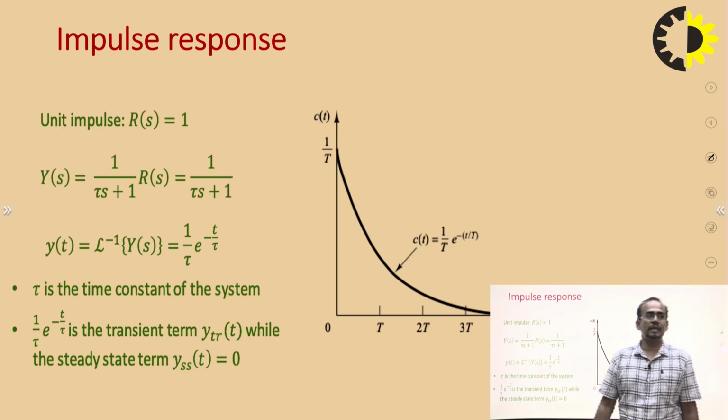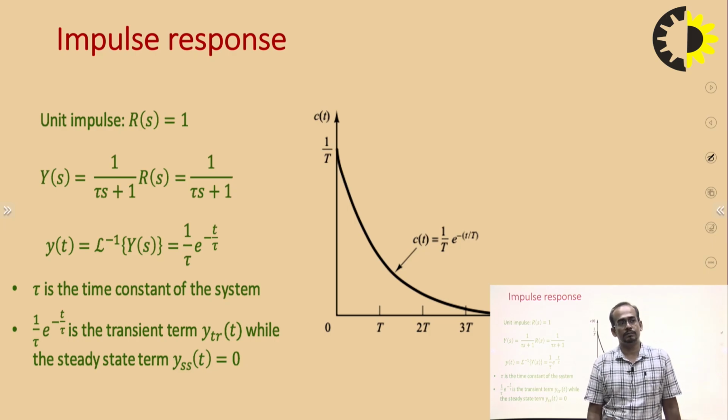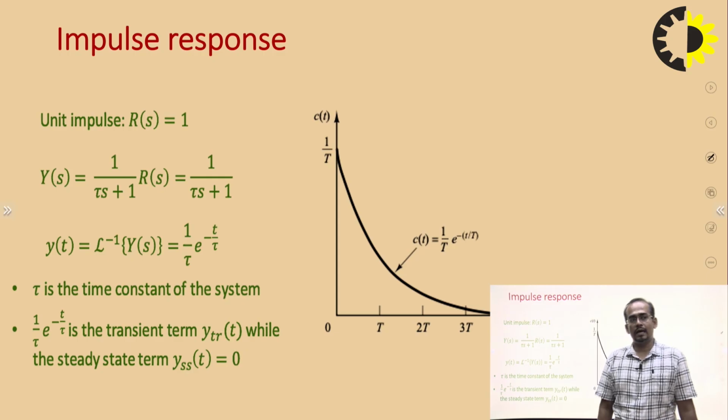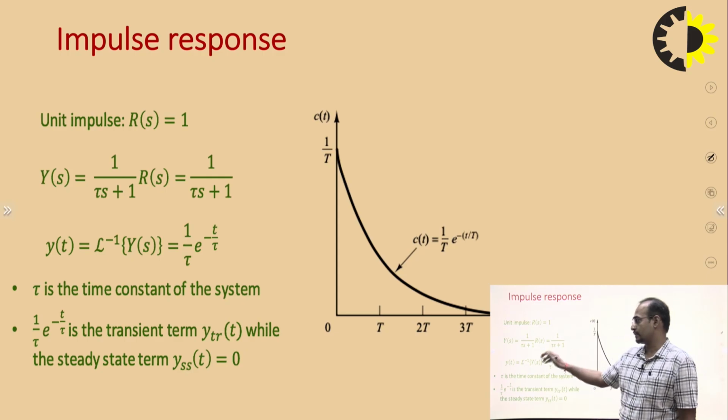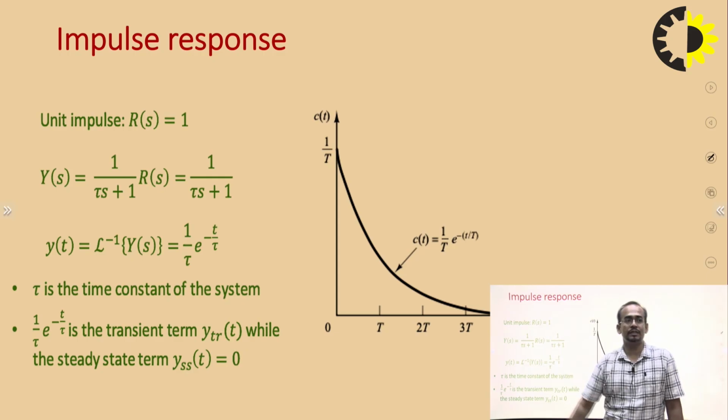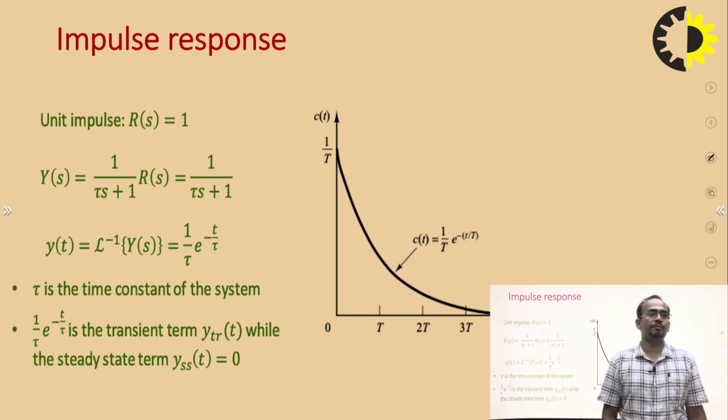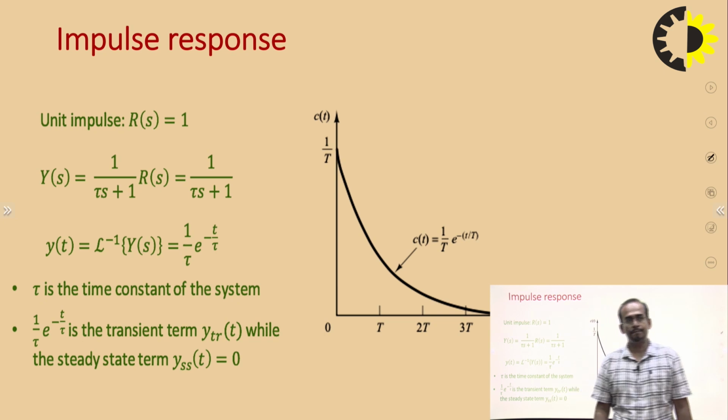Impulse response means I am giving the input to the system. Here the input is R(s) and output is Y(s). The input given to the system is an impulse signal. The Laplace transform of the impulse signal is 1. I have already told you in the previous slides.